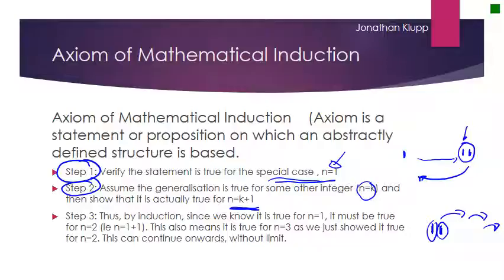So the third step, by induction, since we know that it's true for the first step, it must be true for the second one. It also means then it's going to be true for the third in the same way as we just showed it was true for n equals 2, so the one after that's true. Goes onwards and onwards and onwards without limit.